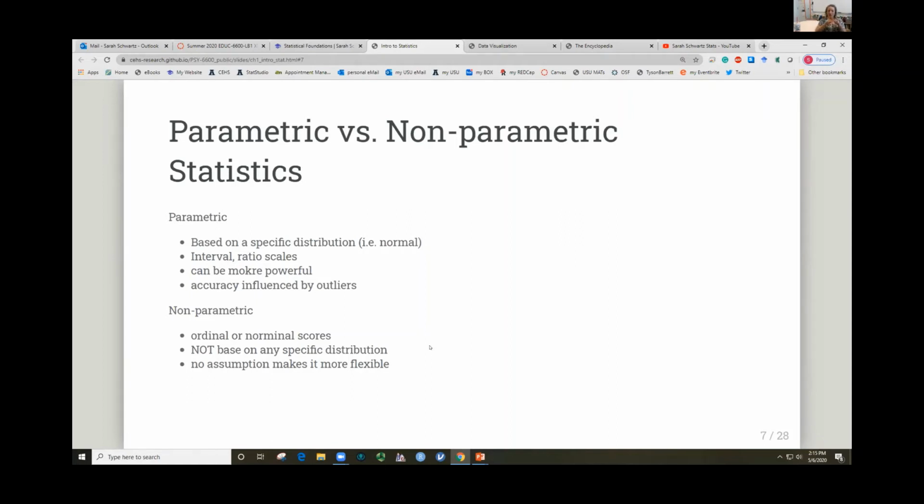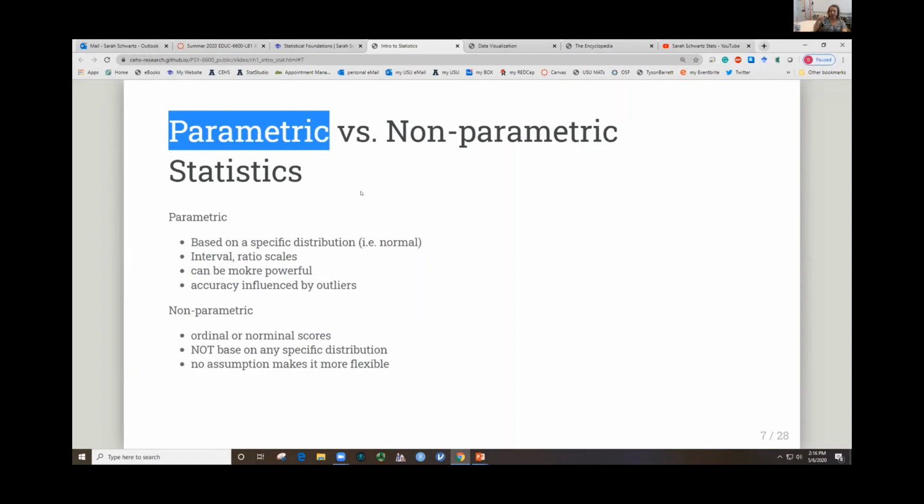With ordinal and nominal scores and scales, they usually don't follow the bell curve, so it would not be right to do that. It makes it more flexible, but the key is it's not following a set distribution. Good? Okay, so that will come back as we move forward. Most of the methods we're going to learn in this class are parametric tests.